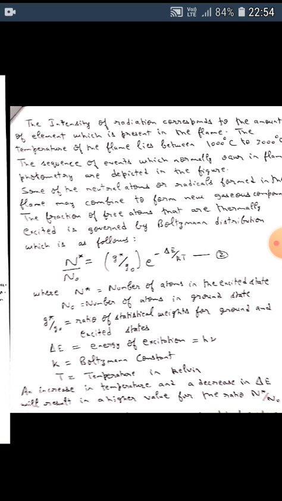Now the ratio n* upon n0 is dependent upon both the excitation energy delta E and the temperature T. An increase in temperature and a decrease in delta E will result in a higher value for the ratio n* upon n0. Even under the most favorable conditions, that is when the temperature is high and the excitation energy is low, only a small fraction of the atoms are excited.